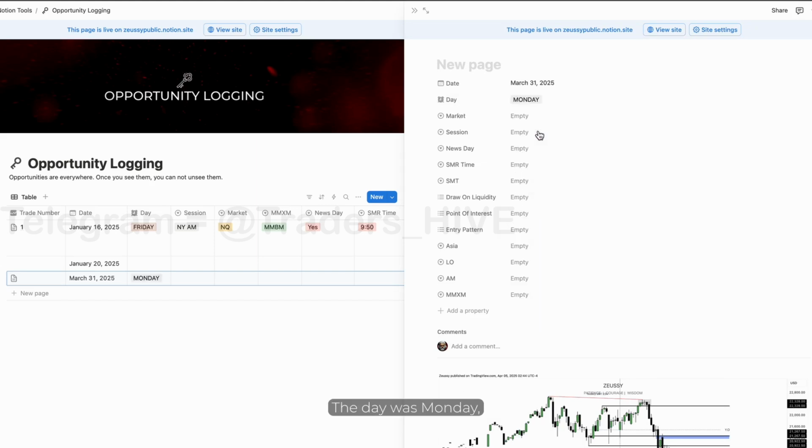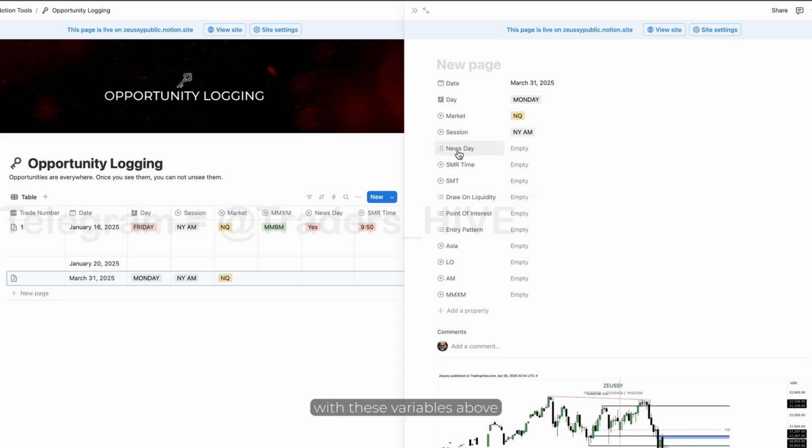The day was Monday. Market was Nasdaq. Session was New York AM, since we're looking at that opportunity. News day, we would have to go to Forex Factory and actually check whether or not there was news on that day. SMR time, we're not going to log now. SMT, we're also not going to log now. We're simply focusing on everything which we can look at from the chart.